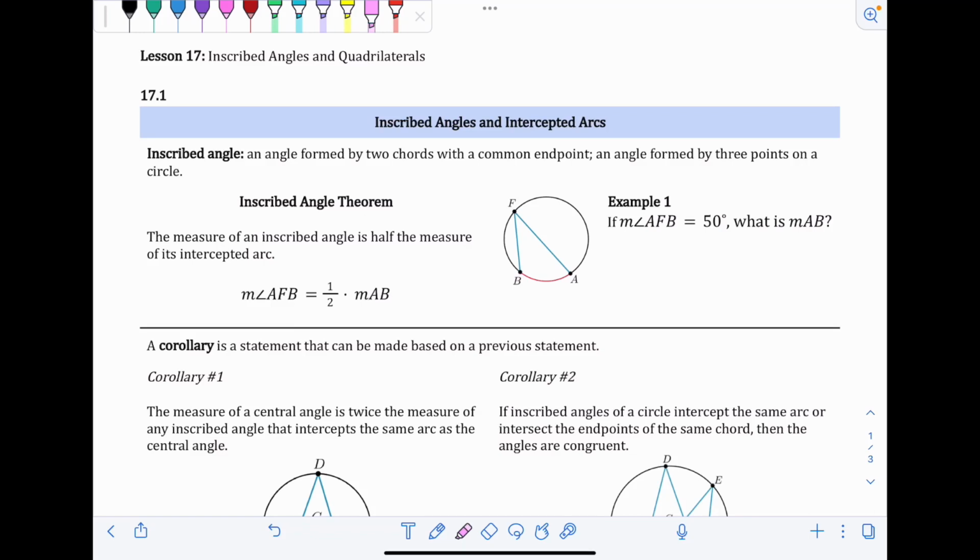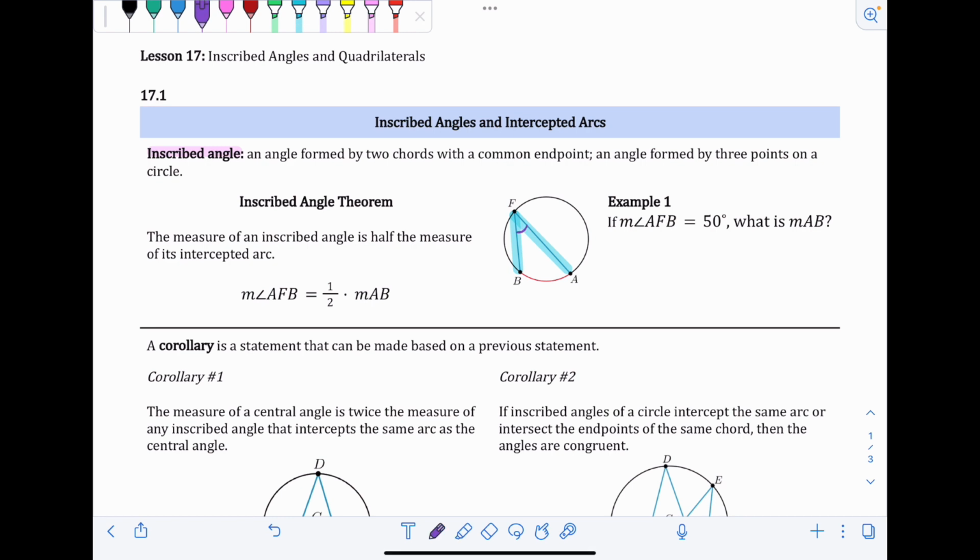Lesson 17 is called Inscribed Angles and Quadrilaterals, and in 17.1 we're going to introduce what an inscribed angle is. An inscribed angle is an angle formed by two chords with a common endpoint. In this picture we have chord AF and chord BF, and they have a common endpoint F. They form an inscribed angle, that would be angle AFB.